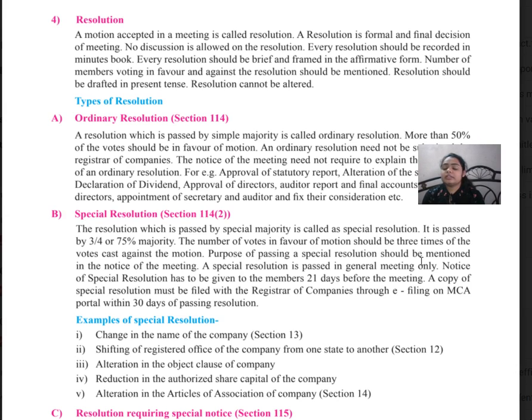Then, the purpose of passing the special resolution should be mentioned in the notice. 21 days clear notice has to be given to each and every member. Whatever is to be discussed in the meeting, it shall be mentioned that a special resolution regarding this topic has to be passed. So this meeting has been convened, and each special resolution shall be taken in a general meeting itself. No special meeting for that is required. Then it must be filed with the Registrar of Companies through e-filing on the MCA portal within 30 days of the passing of such resolution.